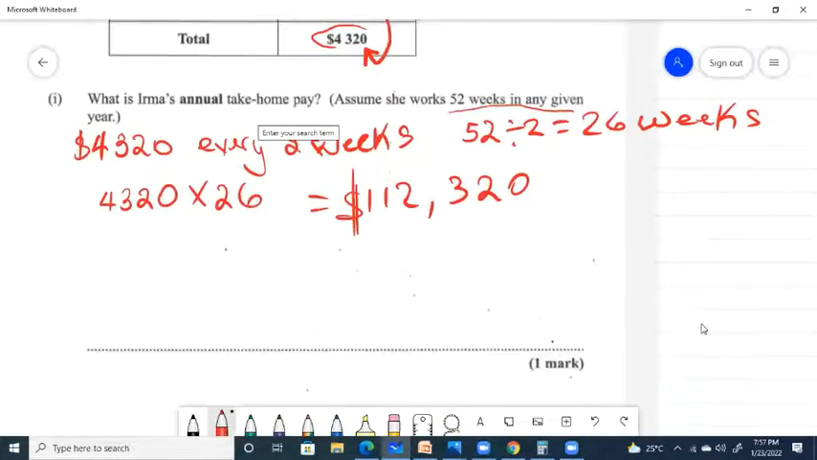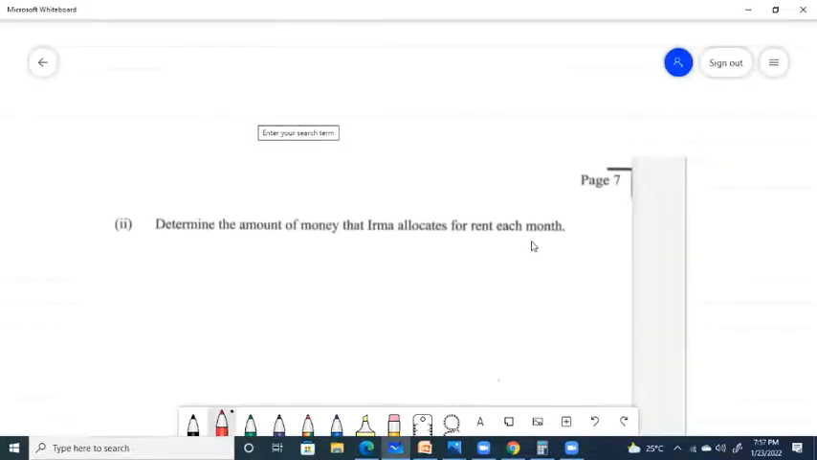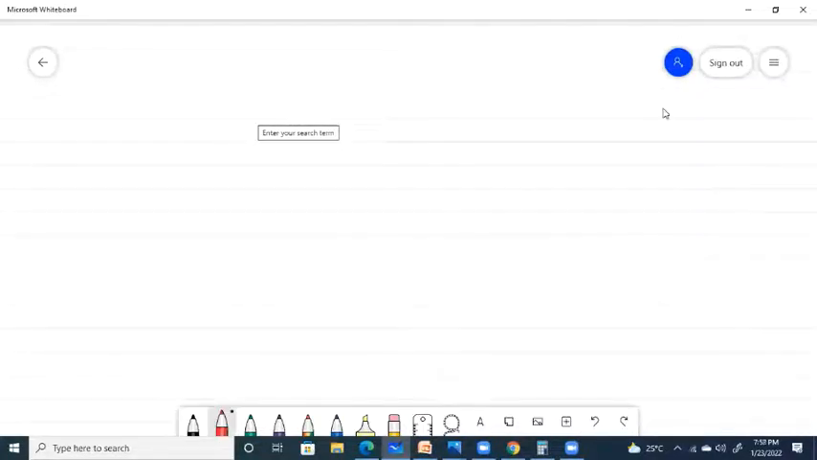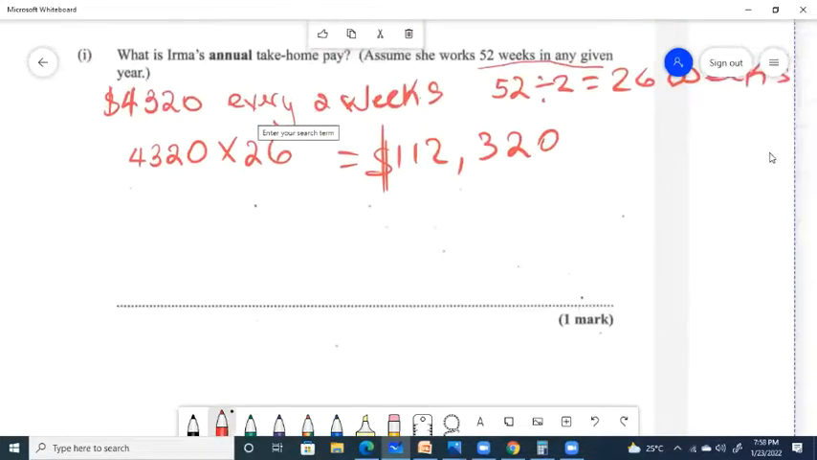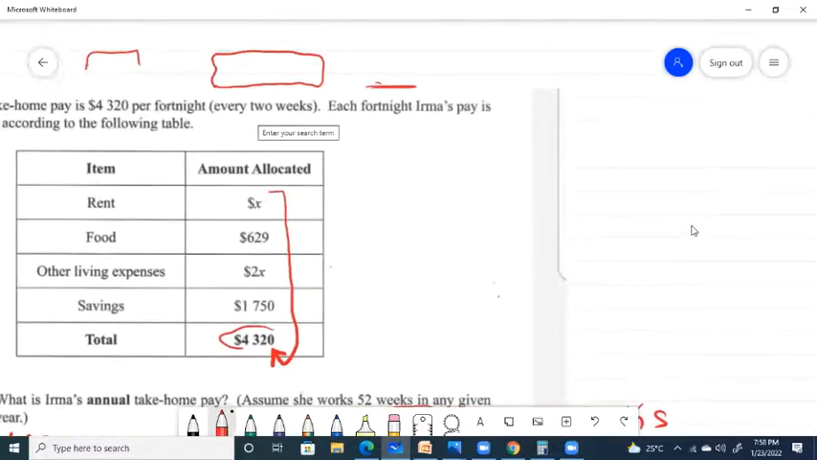Hold on. Each month, you see that? Determine the amount of money Irma allocates for rent each month. Remember that the money that she got, that you're going to see in the table, is for 2 weeks. That means you're going to have to double whatever you get for 1 month. Everybody agree? Yes, the table is a 2-week table, and we're dealing with a month. Make sure you look, because you're not going to get it right if you write the wrong thing.